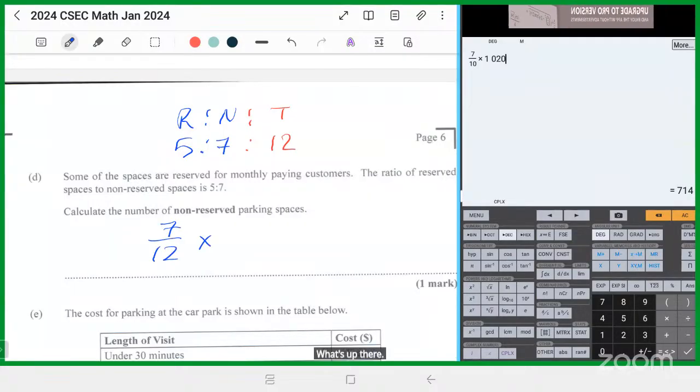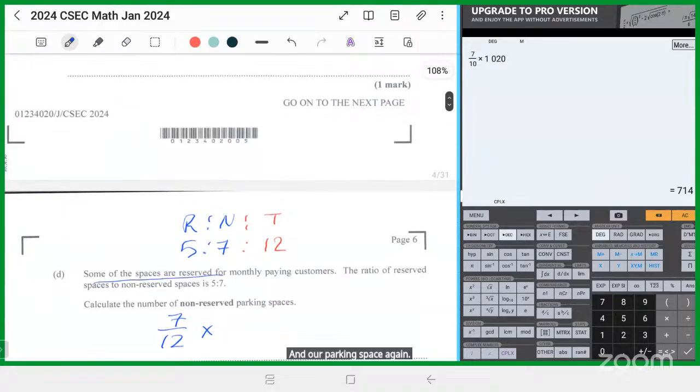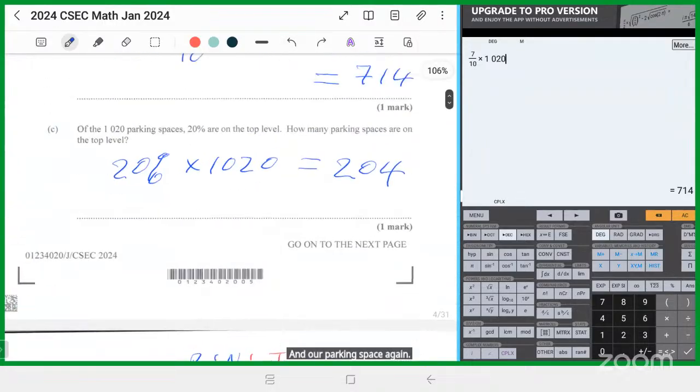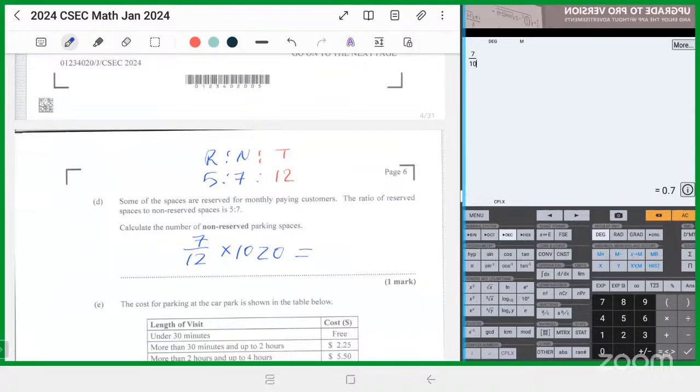And what was the total parking space again? This is the total parking space, not just the top level, the entire thing. 1020 here. 1020. That's what we're working with. This is 7 out of 12.